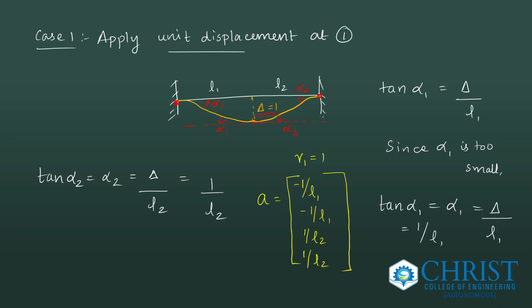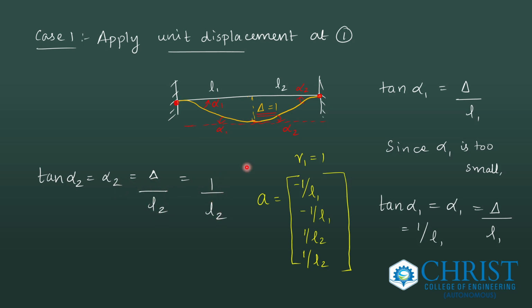So tan alpha 1 is equal to opposite by adjacent. Opposite length is delta, adjacent length is L1. That is delta by L1. Delta value is 1, hence 1 by L1 is my alpha 1 value. Tan alpha is taken as alpha itself because the alpha value is very small. Similarly, tan alpha 2 is equal to alpha 2 equal to delta by L2. That is 1 by L2.